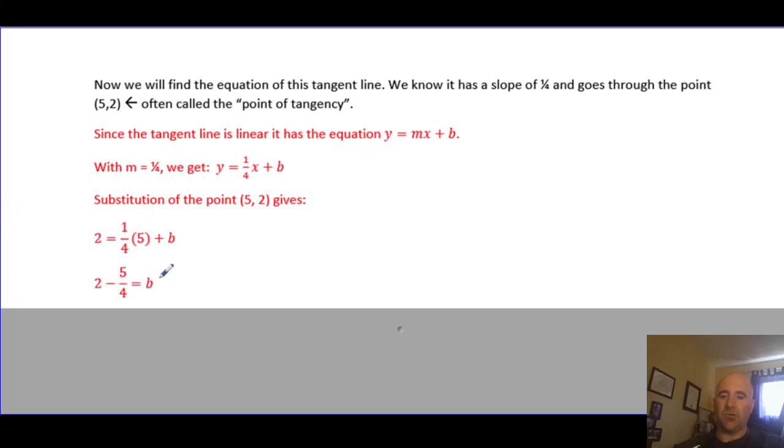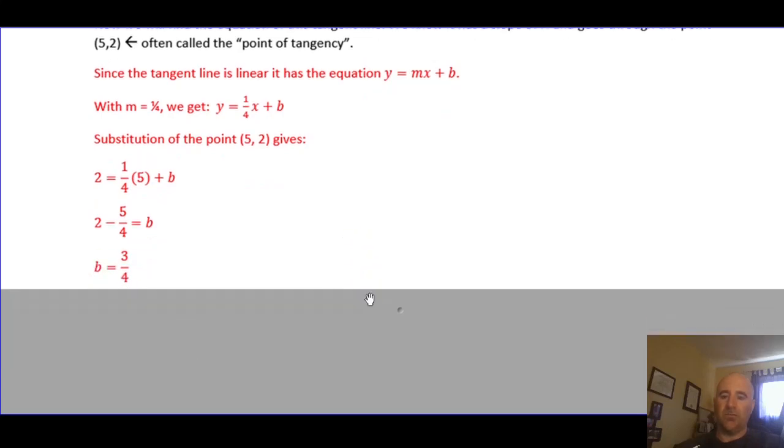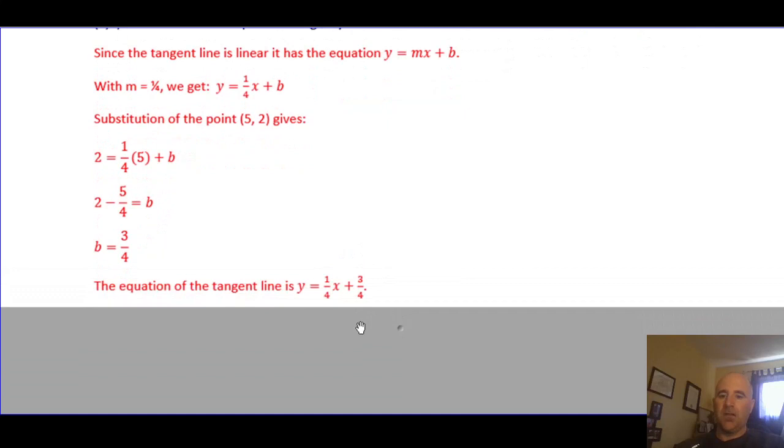Okay, 5 times a quarter is 5/4. 2 minus 5/4 gives you 3/4. Okay, 2 subtract 1 1/4. Therefore, the equation of the tangent line is y equals 1/4 x plus 3/4.